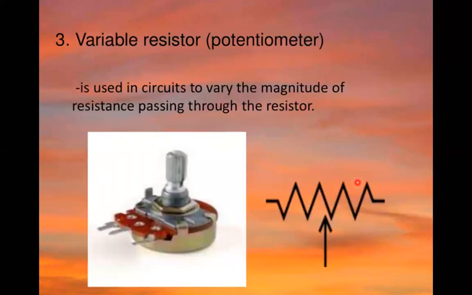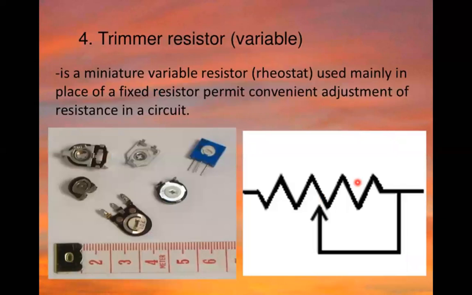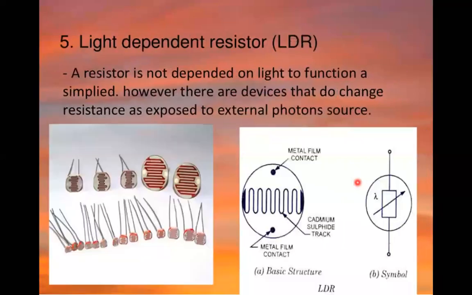A potentiometer, as you have seen, is used in circuits to vary the magnitude of resistance. Trim resistors or presets, we can say, are miniature variable resistors, like a rheostat, used mainly in place of a fixed resistor, permitting convenient adjustment of resistance in a circuit. And LDRs are nothing but what? LDRs are light dependent resistors used to detect light levels.